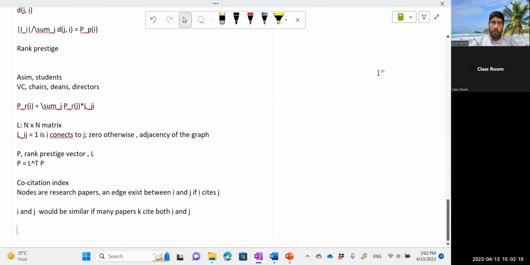So again, we will use that matrix that we defined earlier. Let Lij equal 1 mean that i cites j, okay, and Lij equal 0 otherwise. Lij का मतलब क्या है कि if i has a reference to paper j, then this Lij would be 1, otherwise it would be 0.